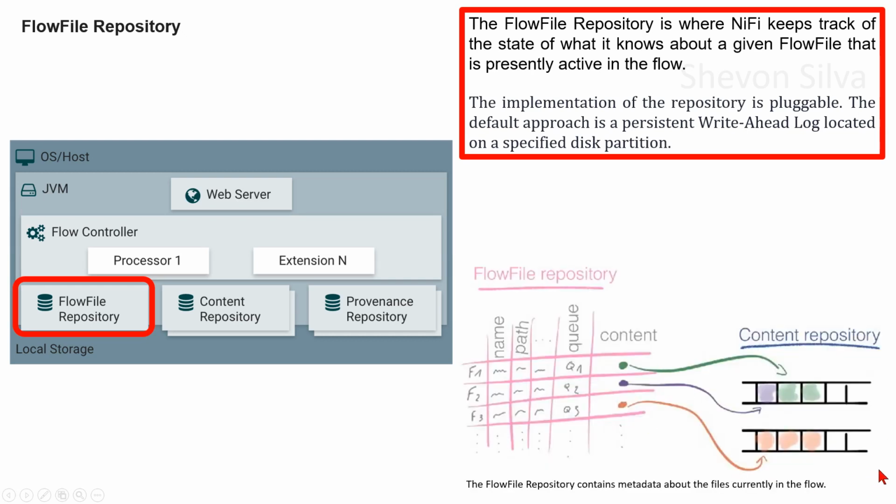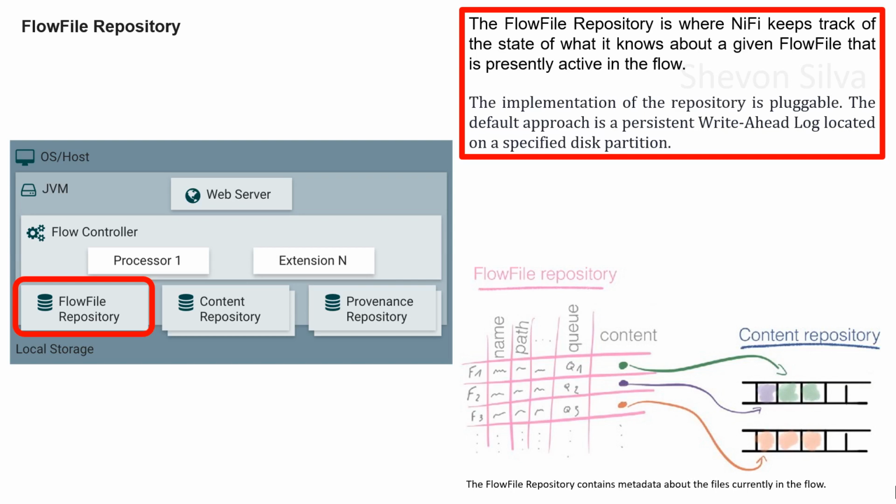Here you can see the FlowFile repository contains metadata about the files currently in the flow. NiFi claims to be reliable. How is it in practice? The attributes of all the flow files currently in use, as well as the reference to their content, are stored in FlowFile repository.